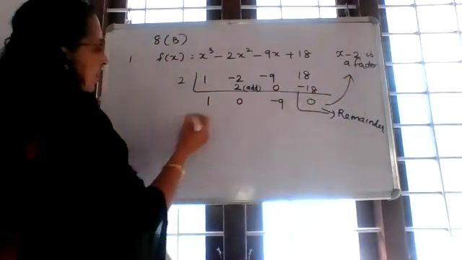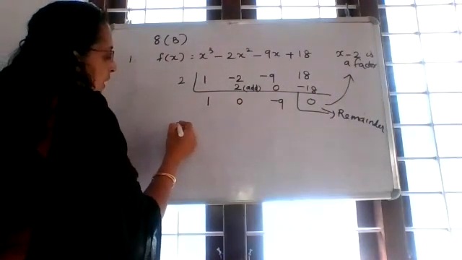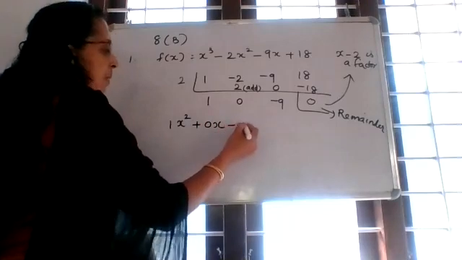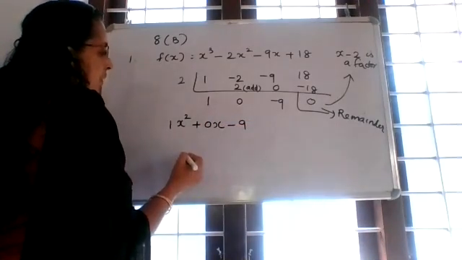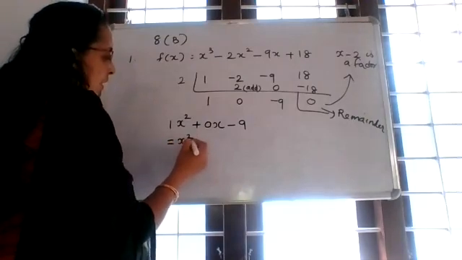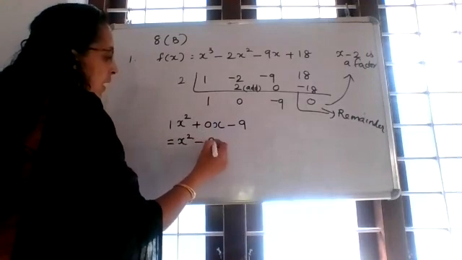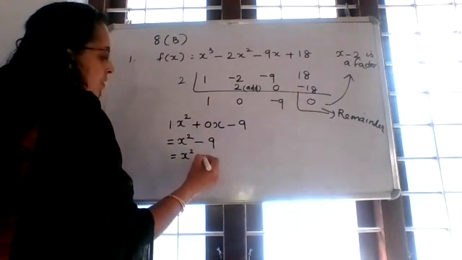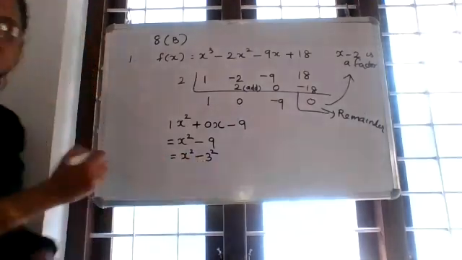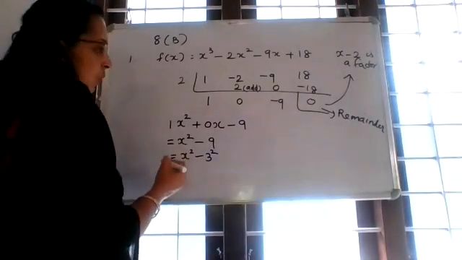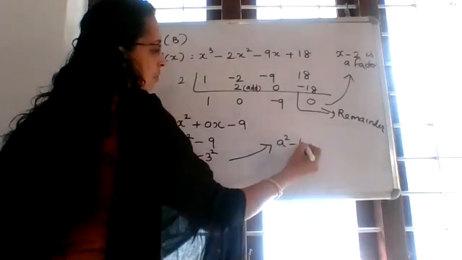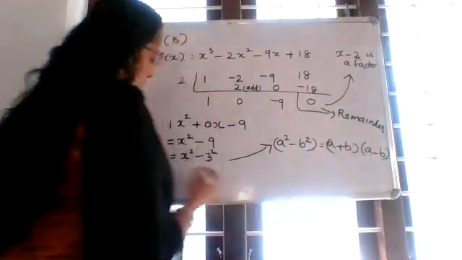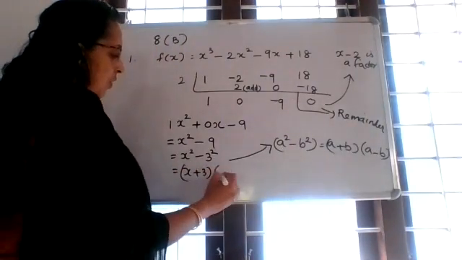The next step, what we want to write? 1, 0, negative 9 can be written as what? 1x square, plus 0x, then minus 9. Which is equal to what? Simply we can write this as x square minus 9, no need to write 0x. That is in the form of a square minus b square, which is a plus b into a minus b. So this can be written as x plus 3 into x minus 3.